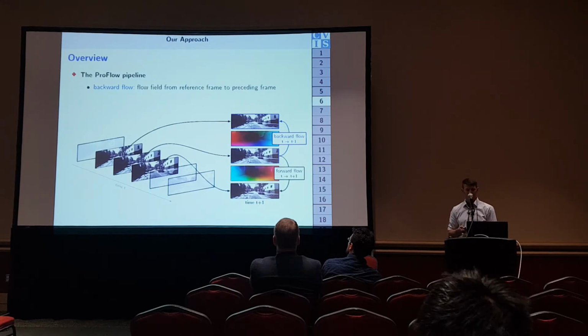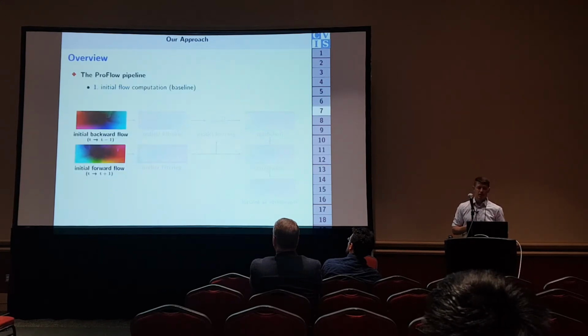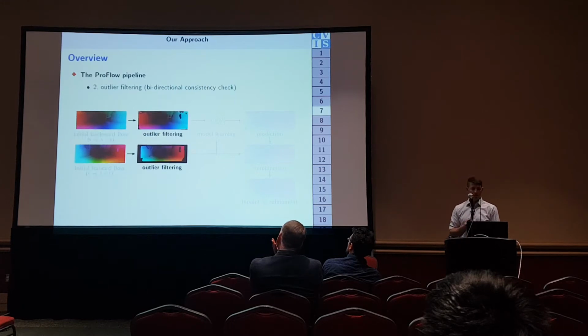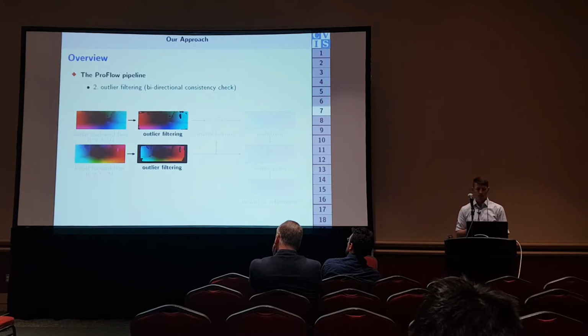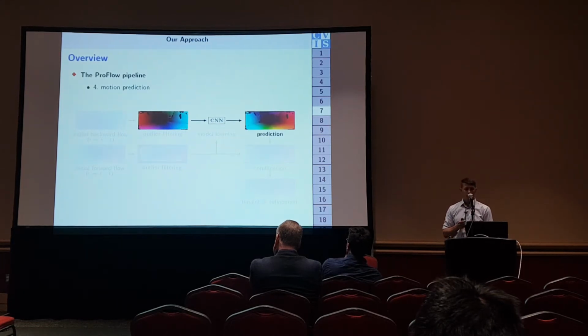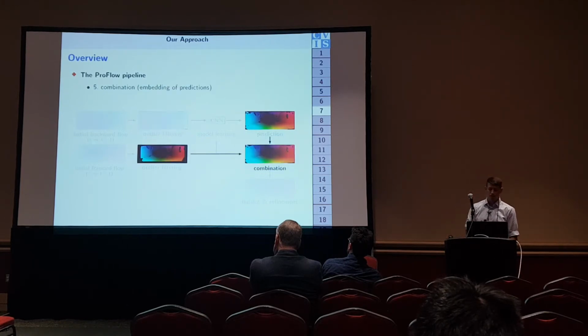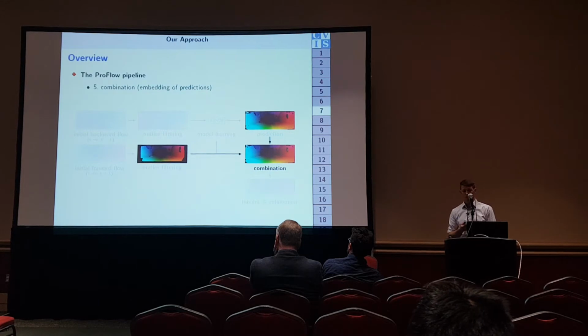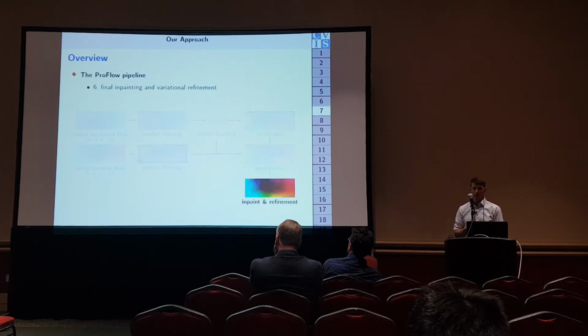And with the term backward flow, I will refer to the flow field from the reference frame with respect to the preceding frame. Now, we have this pipeline approach, and the first step is to compute an initial backward and forward flow using some sort of baseline method. Then we perform a bidirectional consistency check to remove outliers of these initial flow fields. And with these filtered flow fields, we then train our motion model. With the trained motion model, we transform the filtered backward flow into a predicted forward flow. These predictions are then combined with the outlier filtered forward flow. And finally, we in-paint and refine the combined flow field.